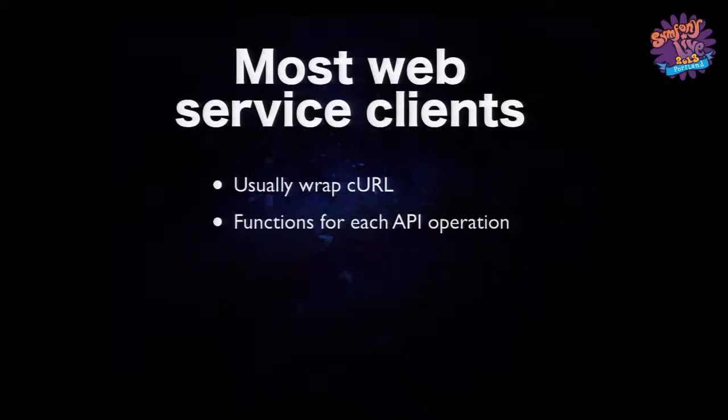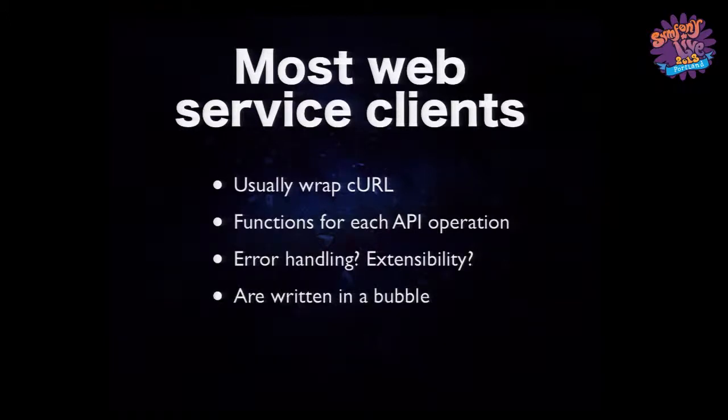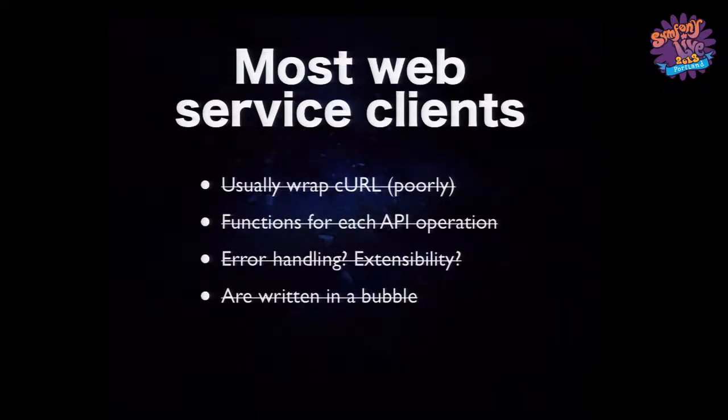Most of them create functions for every API operation. Error handling or extensibility, that's not often thought about in these. And the reason is because most of these are written in a bubble. So they're thinking about their specific use case and exactly what they think their customers are going to want to do. But people want to do different things, and everybody has their own use cases that they need to meet. So in order to do that, I think that events and plugins like that allow you to really modify things. And this is the reason that I wrote Guzzle.